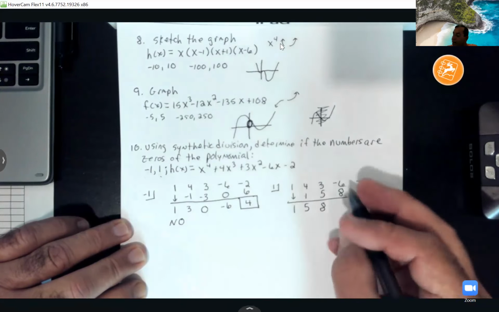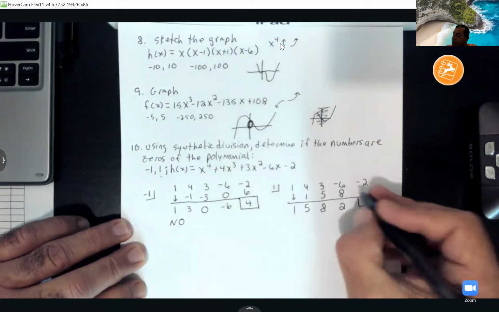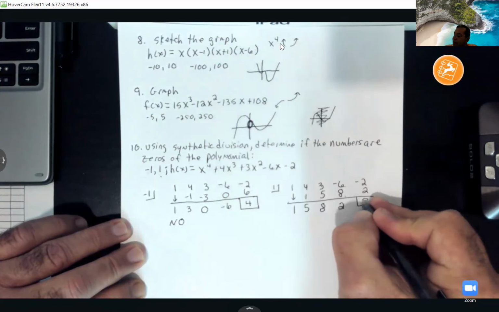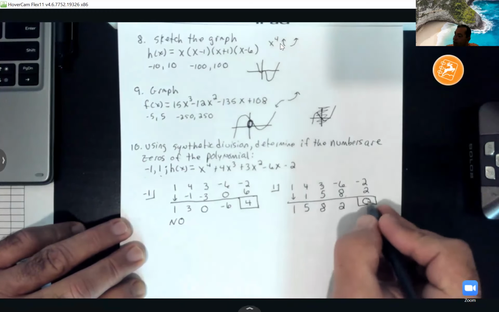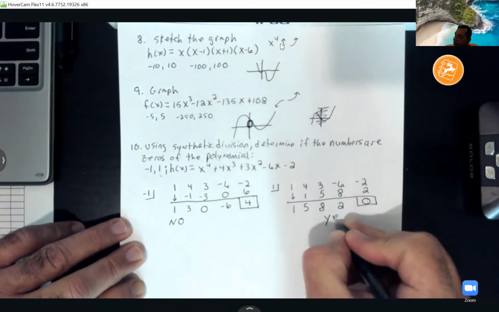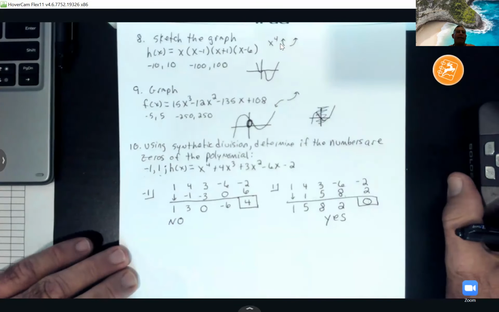-6 and 8 give me a 2. And look here, 2 times 1 is 2. And that gives me a 0 remainder. So it looks like y'all got yes on that one. So y'all, since I got a 0, that is true. That is definitely a yes.